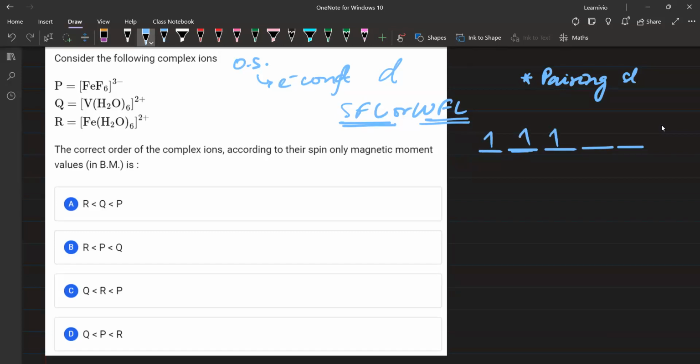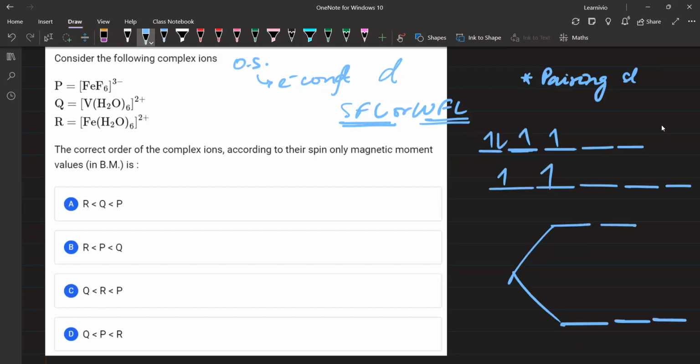T2G and then the pairing. ठीक है. अगर मान लीजिए आपके पास 1 2 3 4 5 है and you are having only 2 electrons and it is strong field ligand, तो आप ऐसे पेयर नहीं करेंगे उसको. You will still write it like this because you have T2G and EG. You have to think in that term. ठीक है. तो T2G में पहले आप डालेंगे, कैसे डालेंगे? You will not pair it directly in the T2G. Pairing only happens for the fourth electron. Fourth electron से pairing start होगा.